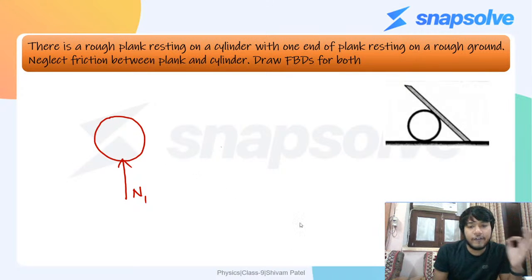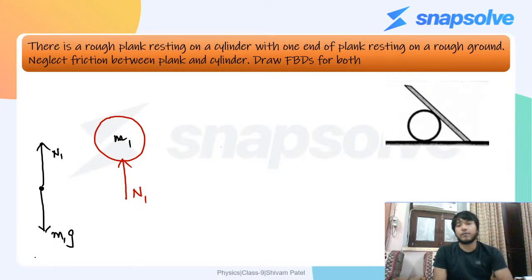Then weight will also act on the cylinder in vertically downward direction, right? So I'm marking weight in downward direction. Like you can just make a point like this for the cylinder, and then you can mark all the forces. So n1 is acting in upward direction like this. Weight is acting in downward direction. Let's say mass of the cylinder is m1. So m1g will act in downward direction.